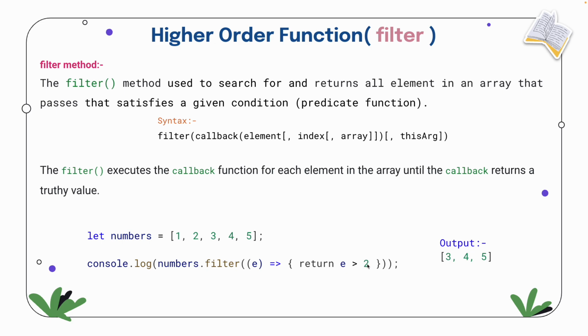1 greater than 2, no. 2 greater than 2, no. 3 greater than 2, yes. Then output will be 3. 4 greater than 2, yes. Then output will be 4. 5 greater than 2, yes. Then output will be 5. So all three are inserted into one array. But I'm not assigning to any array because I'm writing console.log directly. Either you can assign this entire thing into one result and then print that, or else directly do console.log, it will create a new array and add these to it. Okay, understood? Filter, you understand?